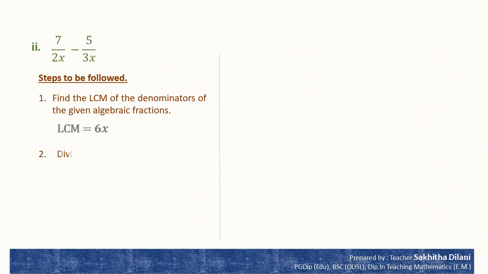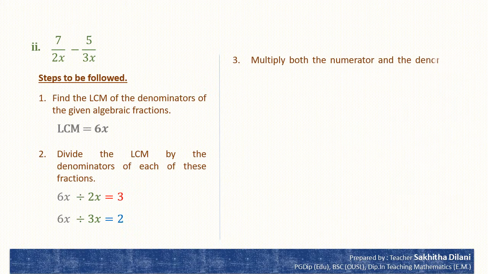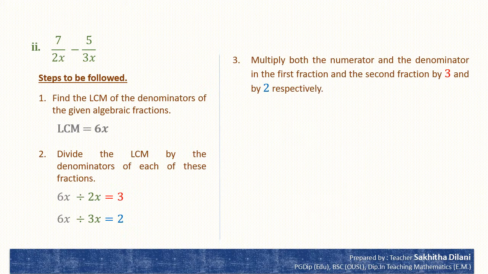Then, divide the LCM by the denominators of each of these algebraic fractions. 6x divided by 2x, the answer is 3. And 6x divided by 3x, the answer is 2. Next, multiply both the numerator and the denominator in the first fraction and the second fraction by 3 and by 2 respectively. That is, 7 over 2x is multiplied by 3.